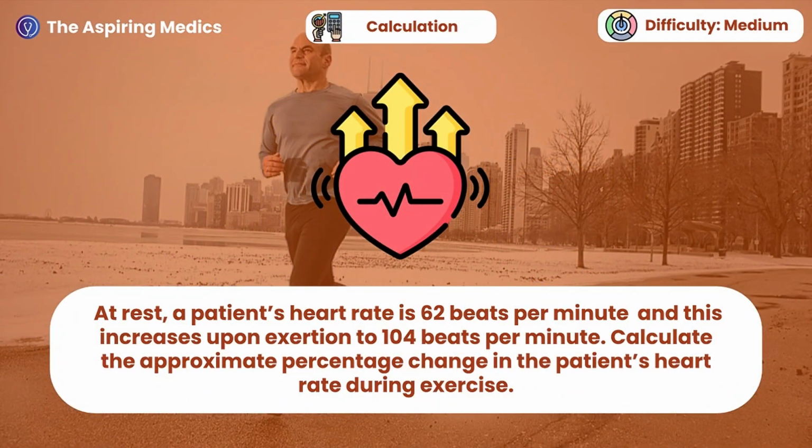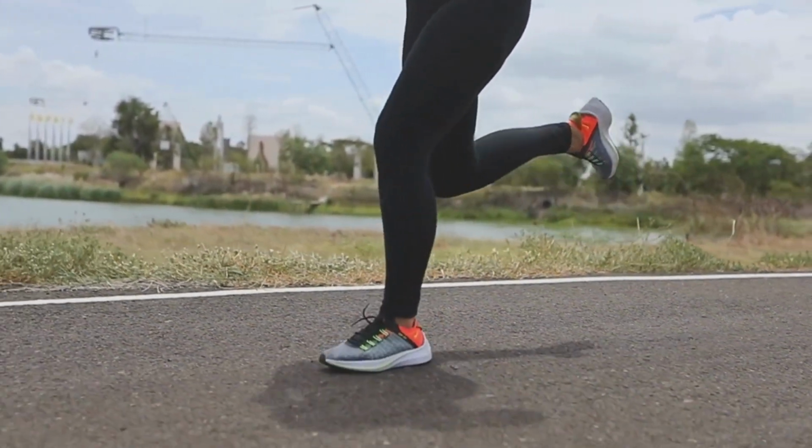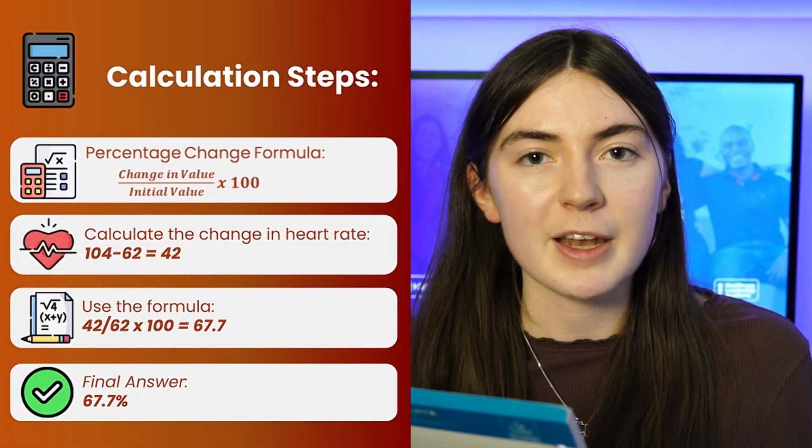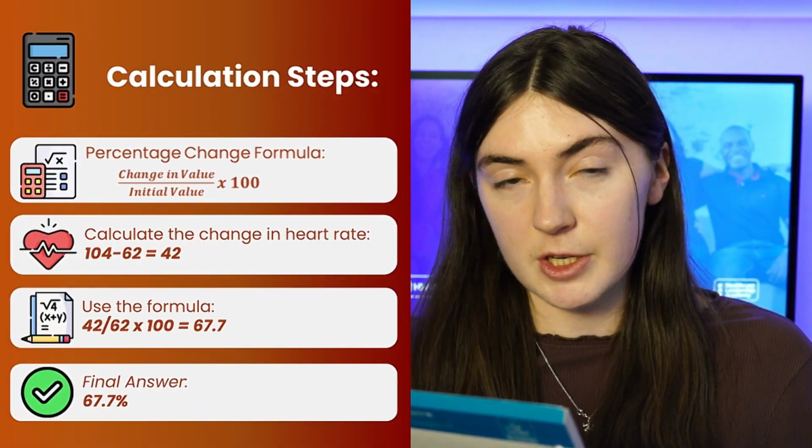At rest, a patient's heart rate is 62 beats per minute, and this increases upon exertion to 104 beats per minute. Calculate the approximate percentage change in the patient's heart rate during exercise. So first, we want to work out the change in the heart rate between exercise and rest. So we're going to do 104 minus 62 to equal 42.